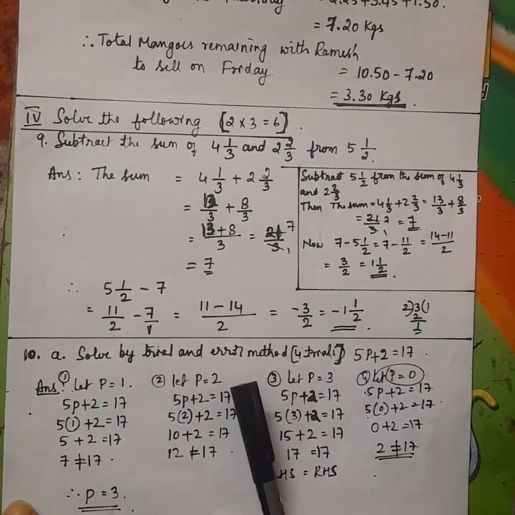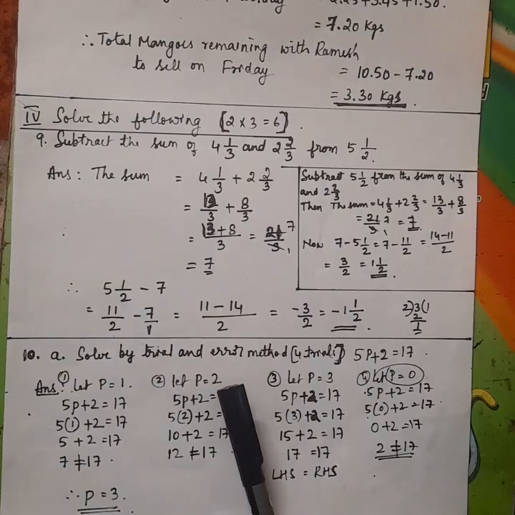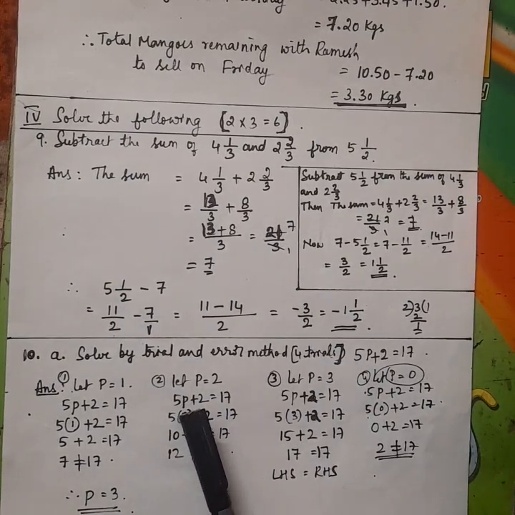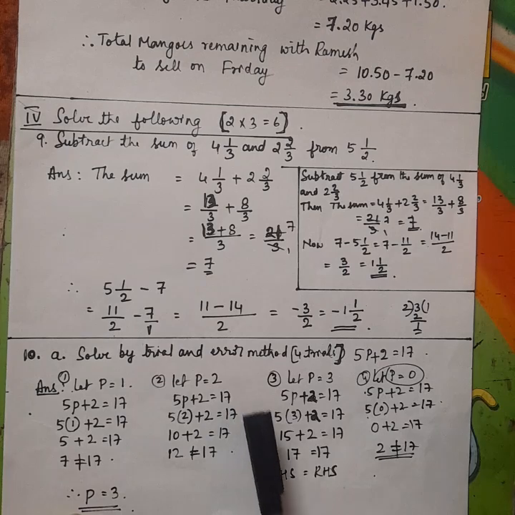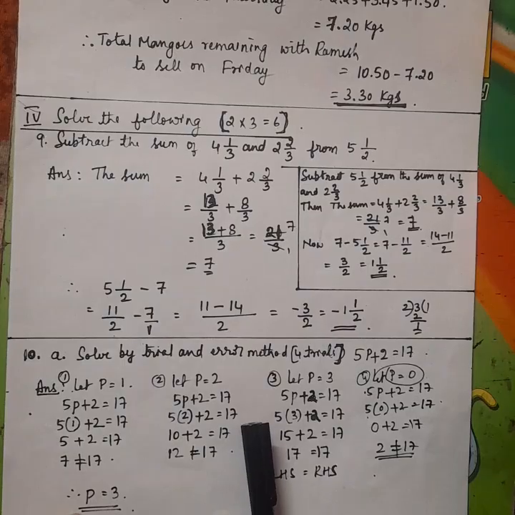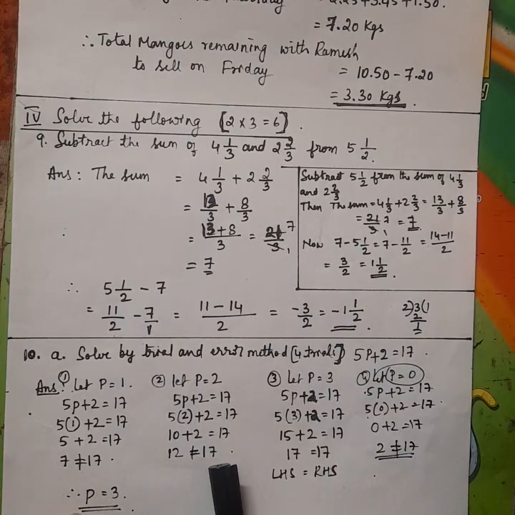Now take 2 as the p value. Let p is equal to 2. So write the equation 5p plus 2 is equal to 17. So 5 into, write 2 in place of p, plus 2 is equal to 17. 5 into 2 is 10 plus 2 is equal to 12, which is not equal to 17. So p is not 2.